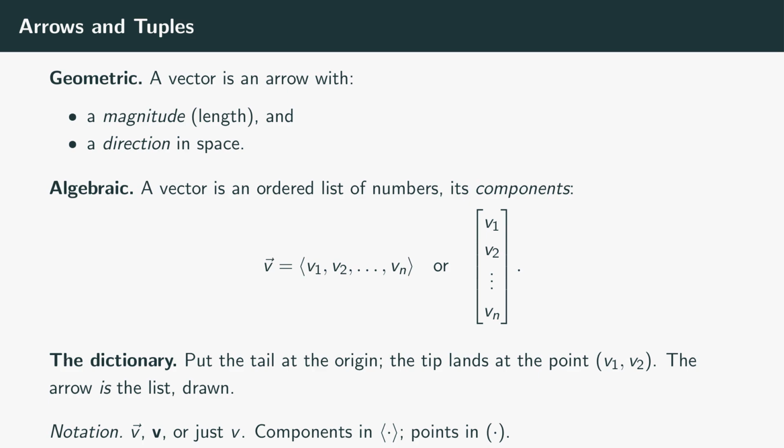One last note on notation: we write components in angle brackets and points in ordinary parentheses. Same numbers, different meaning. A vector is a displacement. A point is a location.